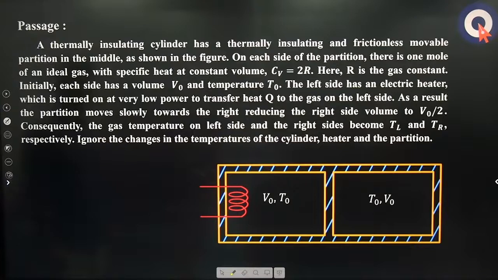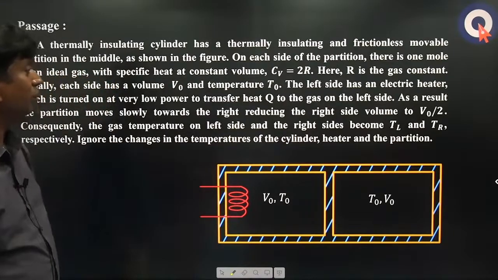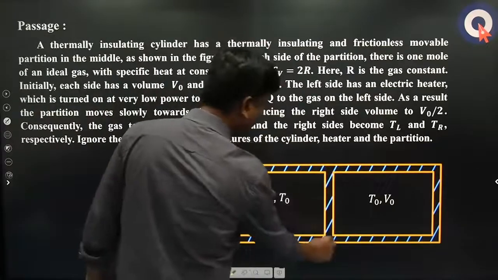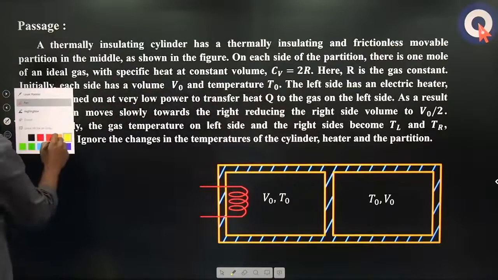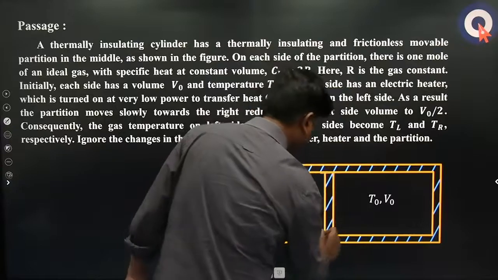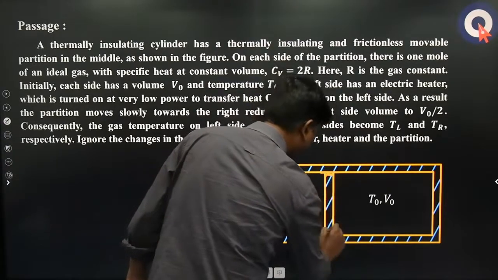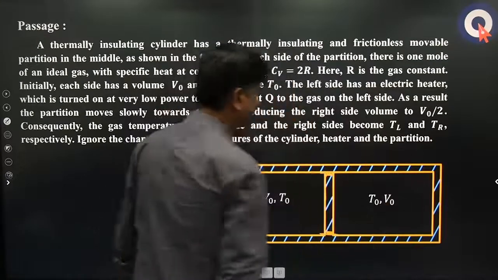Now another passage: a thermally insulating cylinder has a thermally insulating and frictionless movable partition in the middle. So this is insulating, but it is movable, right? It is movable, so we have to make it properly. So I'll take this is joined, this is also joined. Mobile. Now you will come across that it is mobile, and this can move, right?